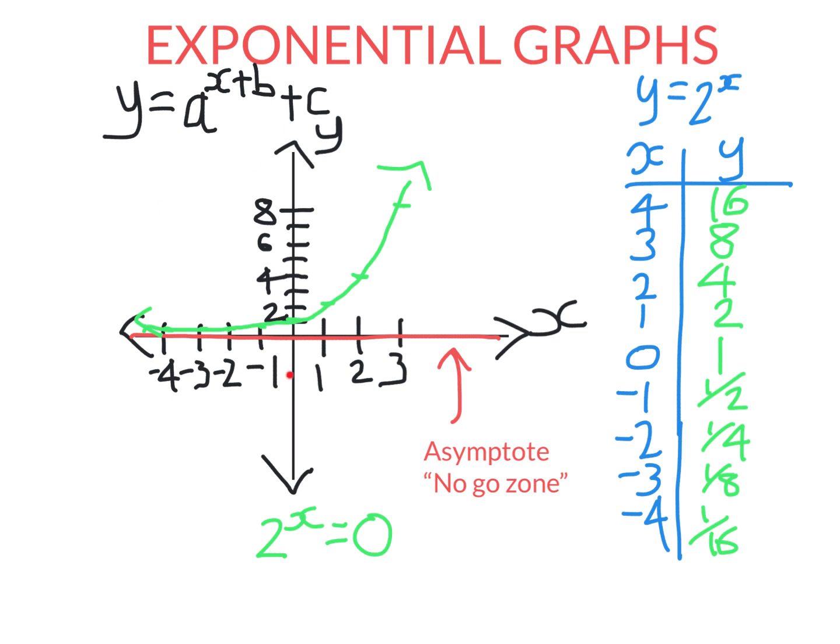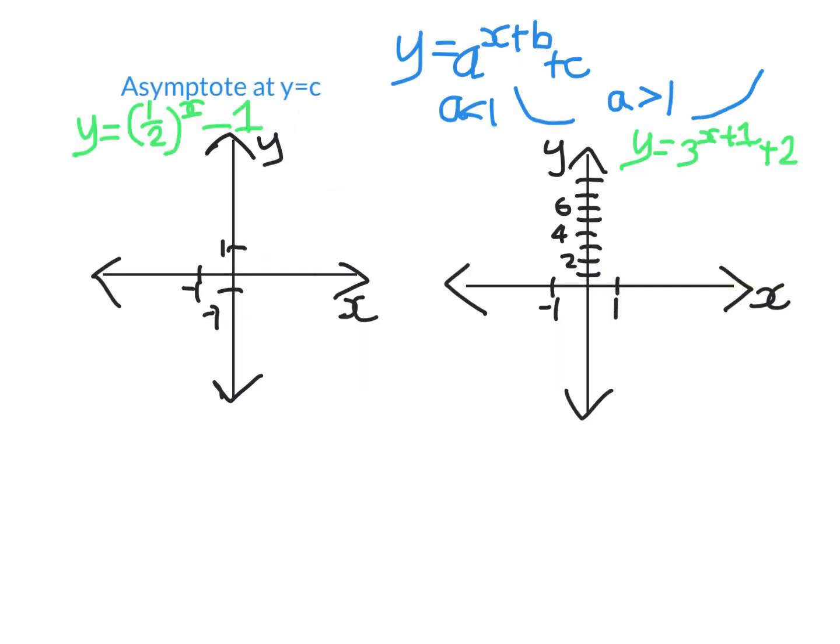So exponential graphs have this general shape. What happens is they get closer and closer to their asymptote, but then they get large really, really quickly. They increase at an increasing rate. All right, let's now look at the graph of a few other exponential graphs. So we're going to graph these two functions here.